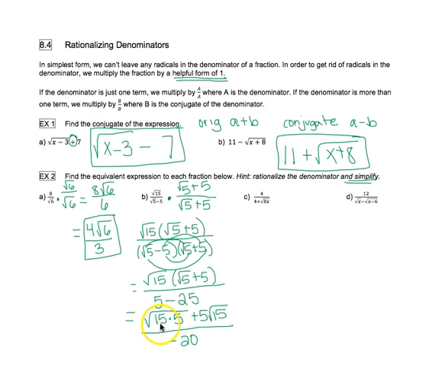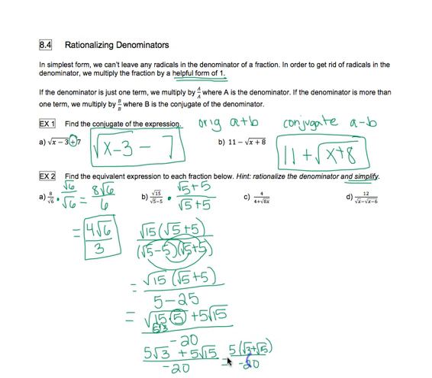This radical right here can simplify because 15 is 5 times 3, which means I've got a pair of 5s right there. So that gives me 5 radical 3 plus 5 radical 15 over negative 20. Now here, you can either factor out the 5 or see that they should all reduce by 5. So if I factor out the 5, that would give me radical 3 plus radical 15.